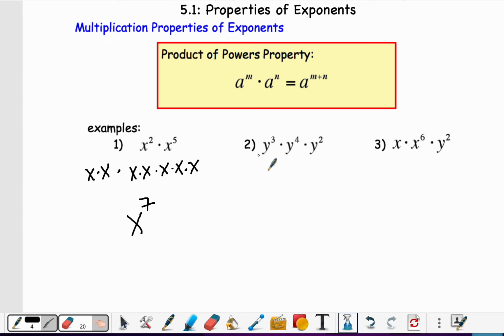So you can do this very, very quickly. Y cubed times y to the 4th times y squared, just add those exponents up, so that would be y to the 3 plus 4 plus 2, which is the 9th power. If you have two different bases, you cannot combine those two. You can only combine things with like bases. Also, if you don't have an exponent written, that is just the power of 1. So x to the 1st times x to the 6th is x to the 7th, and then y squared just hangs on along for the ride. Can't do anything with that.